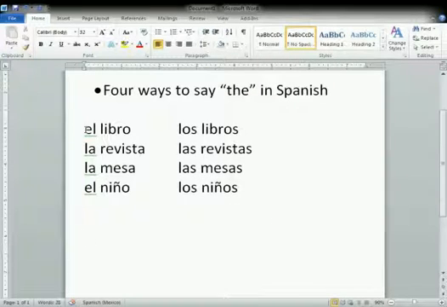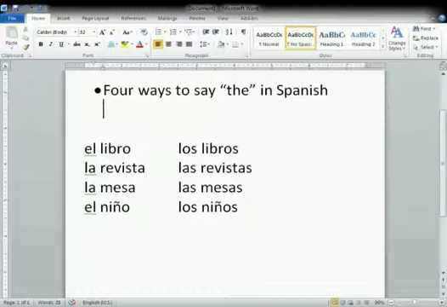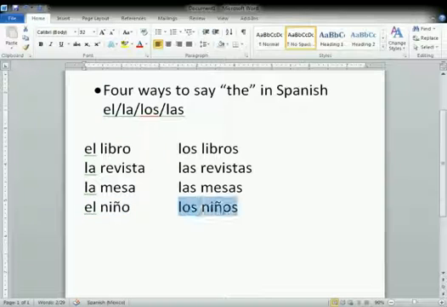Well, to begin with, we've now seen all 4 different ways to say the in Spanish. We've got el, la, los, and las. Those are your 4 versions of the: el, la, los, and las. All right, so look back up at the examples. We had el libro, it went to los libros. We had el niño, it went to los niños.